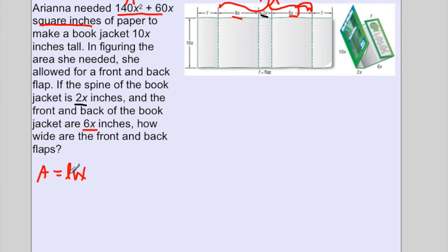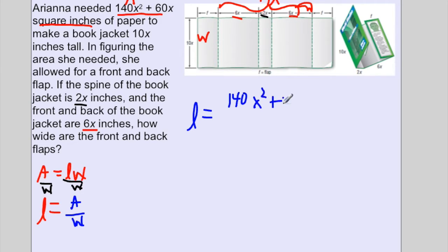Okay, so in this case, I know for sure my width. This is my width. But I do not know my complete length. So what I'm going to do is solve this for L. The way I would figure out L is I would divide both sides by W. So my length is equal to my area over my width. So right now, to figure out my length, I would have my area divided by my width, which is 10x.